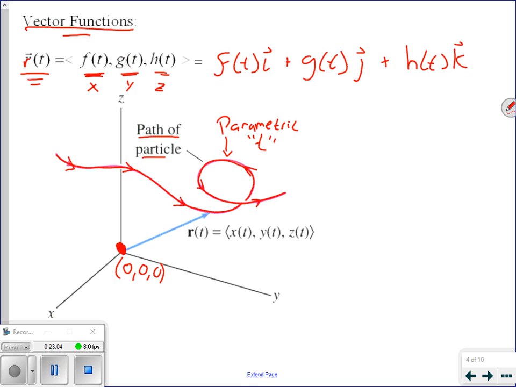Well, for instance, one vector on this path of the particle would be from this point to say right here. Okay, this is a vector. This is telling me a difference between a start and an end. So I have a length. I also have a direction and angle measurement to get to this point.